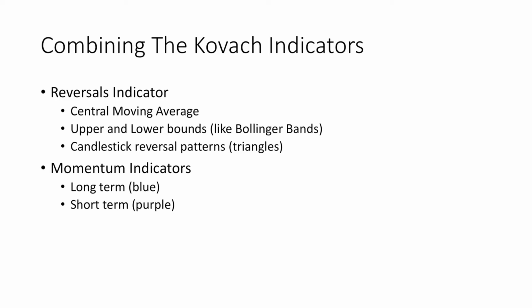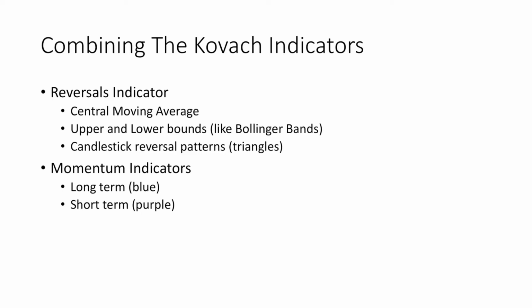First of all, we have the reversals indicator, which is basically a central moving average and an upper and lower boundary, very much like the Bollinger Bands. It's also cross-referenced with the candlestick reversal patterns, which are shown as red or green triangles.